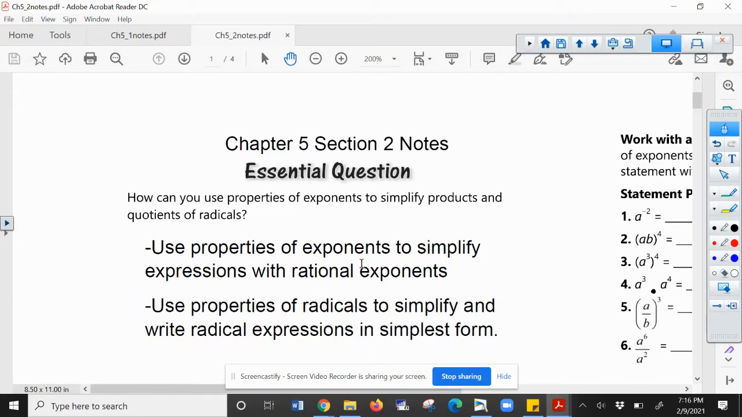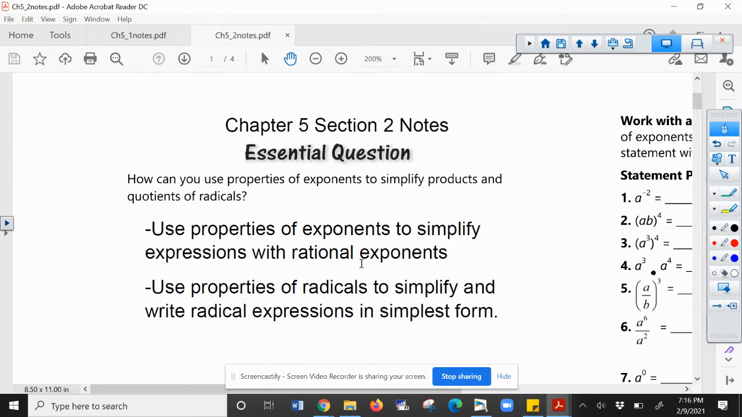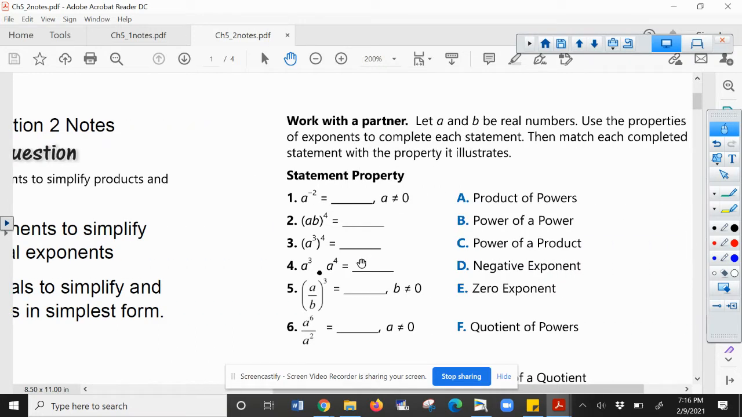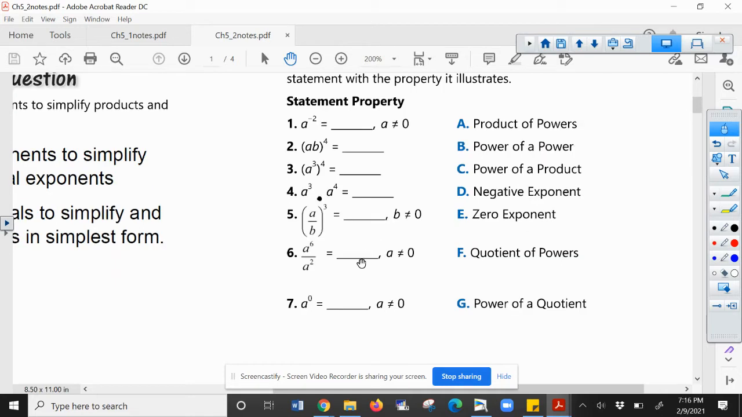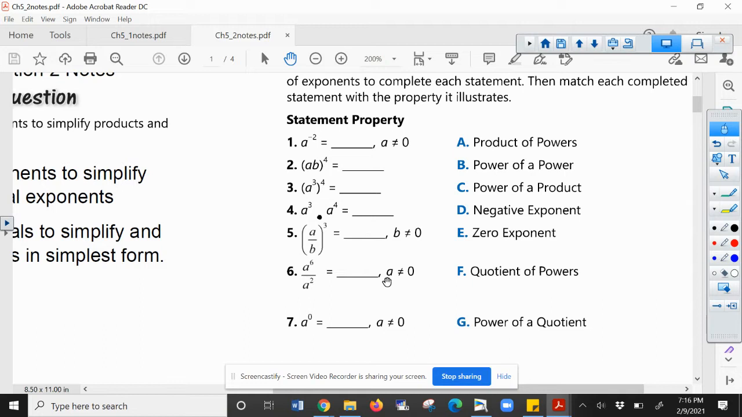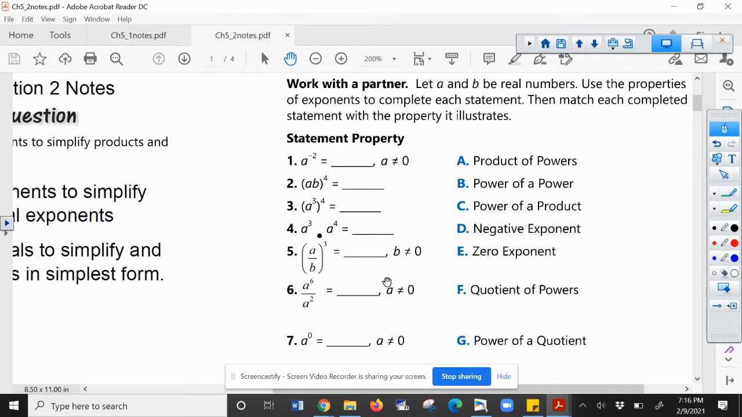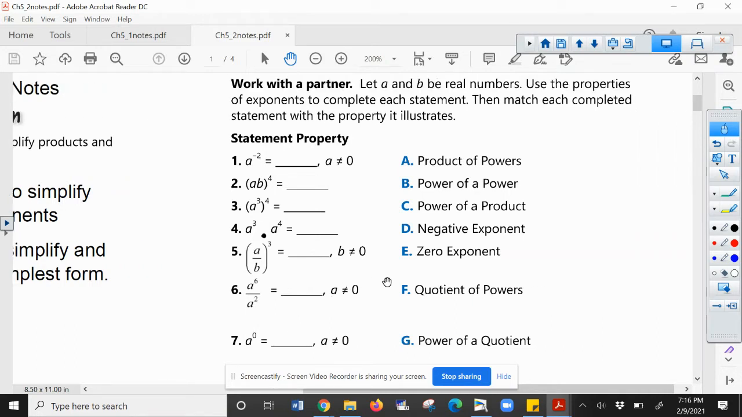Welcome to the beginning of 5.2 notes, where we're going to use properties of exponents that we should already know to apply them to rational exponents. Now, I think it probably makes sense to review some of the power properties that you already might know. See if these make some sense to you. If not, I hope that I can explain them to you.